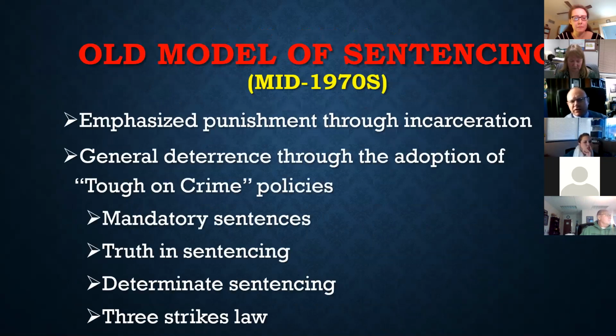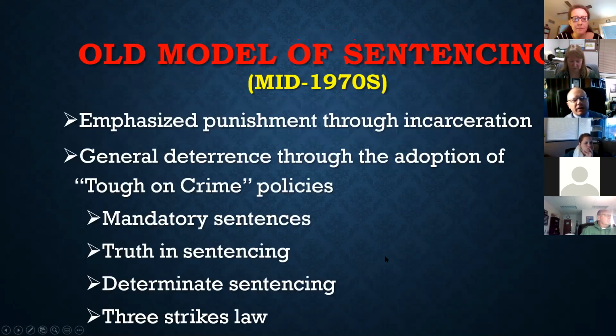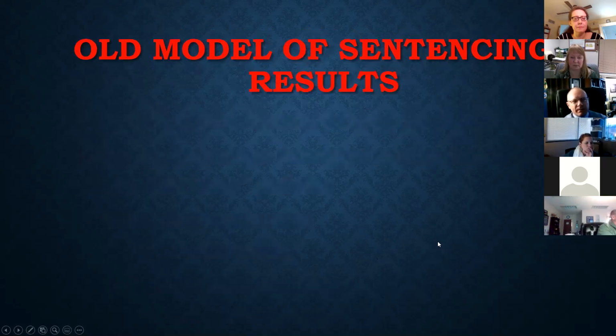You could emphasize punishment through incarceration, and generate general deterrence through the adoption of tough on crime policies. We don't need to mention California, what that did to them, the three-strike rule, renting correctional institutions in New Mexico, Arizona, Washington, which kind of backfired. Truth in sentencing, determinate sentencing, and three-strike laws, that I mentioned.